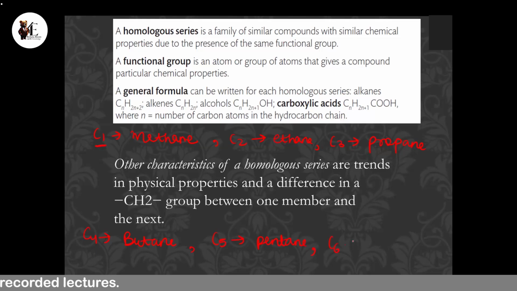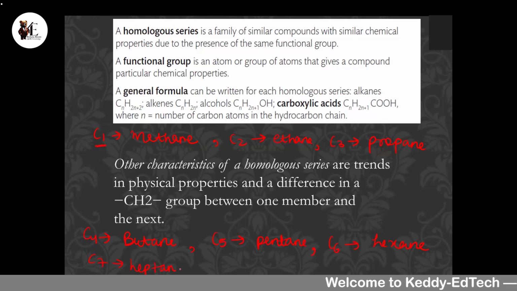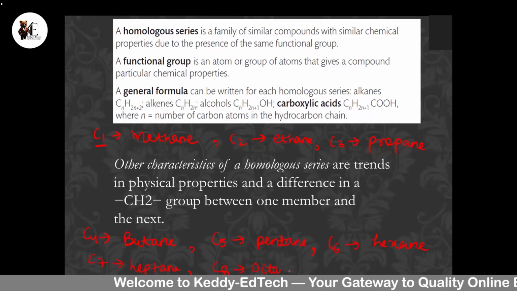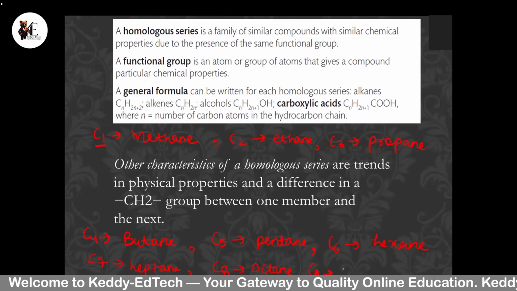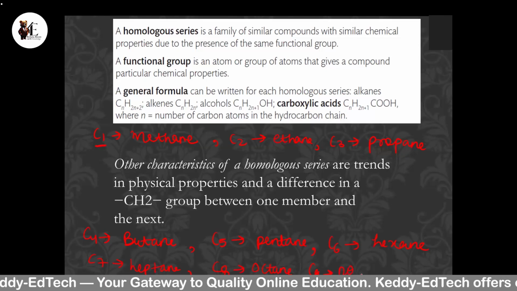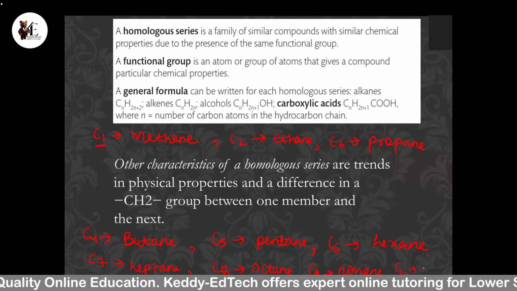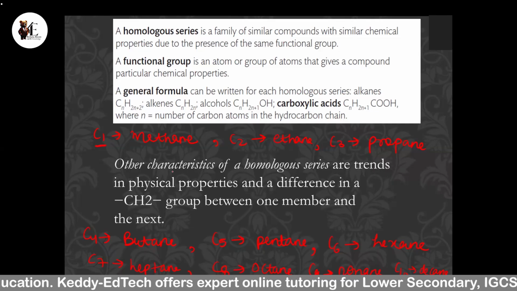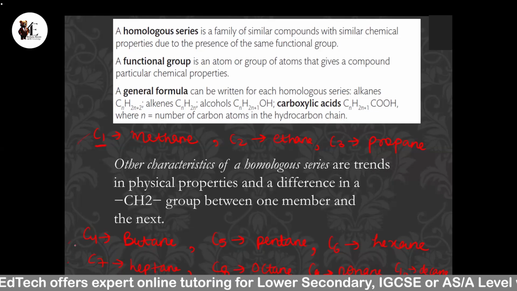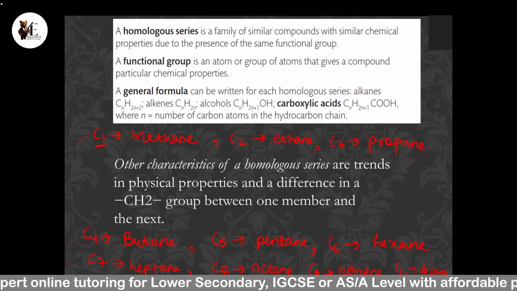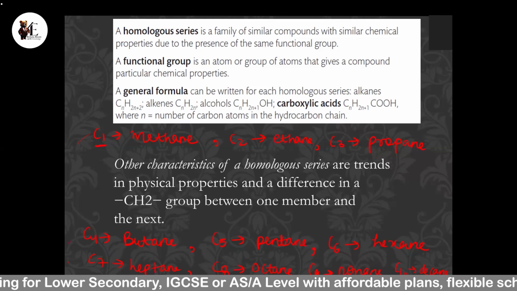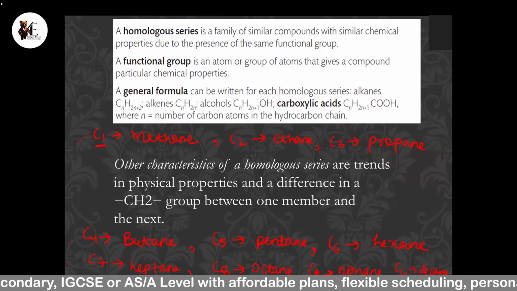C6 hexane, C7 heptane, C8 octane, C9 nonane. I don't know how to pronounce it. Yes, nonane. C10 is decane. Please write down all the carbon atoms and their names. I'll ask at the end of the session. Write down all the 10 carbon atoms with their root word.